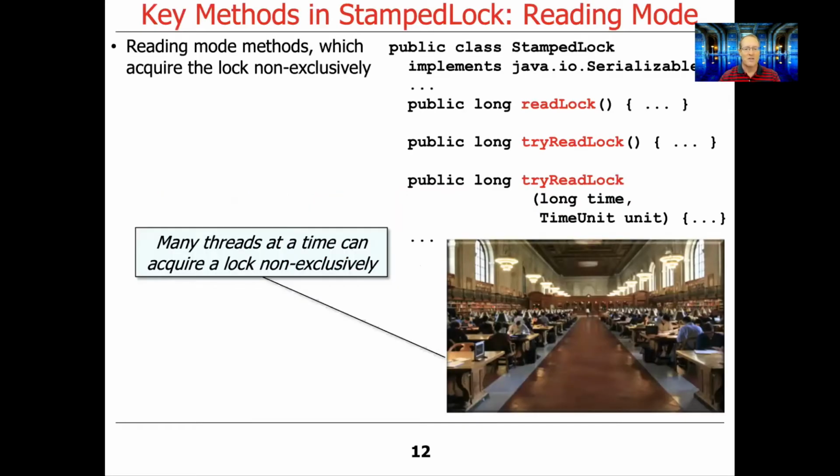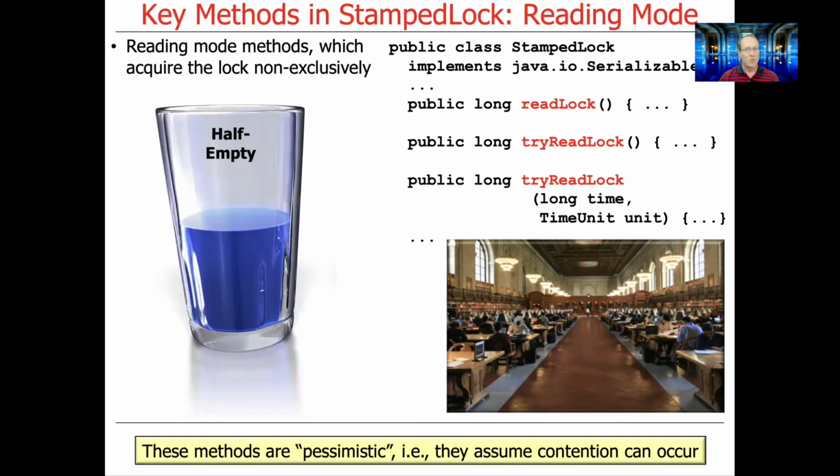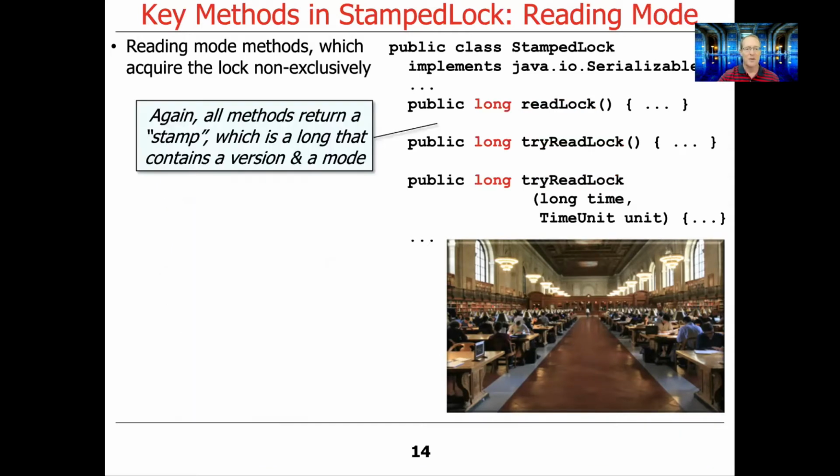Now let's go ahead and take a look at the key methods that are in the reading mode of StampedLock. As we've talked about before, the read mode methods can all be used to acquire the lock non-exclusively in a shared way. So multiple threads at a time can acquire the reading mode, and then they can all read at the same time. Once again, this is a pessimistic lock. It assumes that contention can occur and has the mechanisms to deal with that.